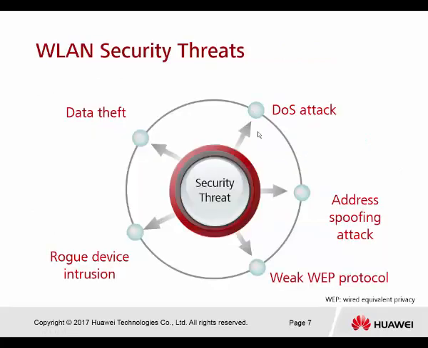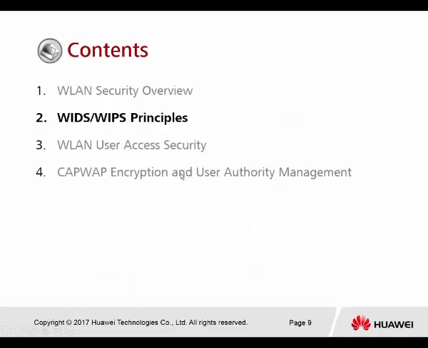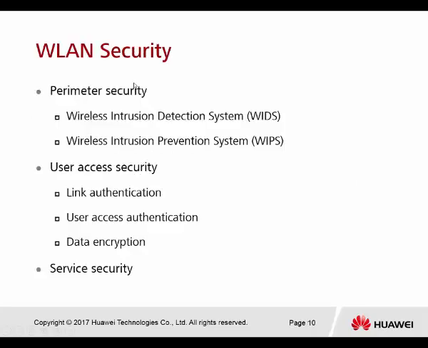Okay, the security threats. They have DoS attack, the address spoofing attack with the WEP protocol, rogue device intrusion, and data theft. Then the second, WIDS and WIPS principle. IDS and IPS are wireless intrusion detection systems and prevention systems. To control user access security, they have link authentication, user access authentication, and data encryption. And the last one is service security.